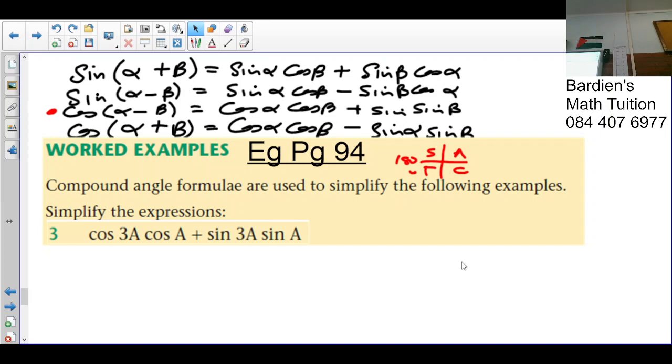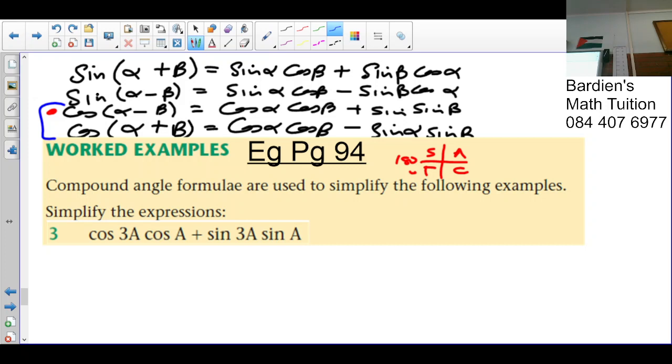Thank you. Okay, let's wrap this up quickly. So we have cos of 3a, cos a plus sine 3a, sine a. So what does this remind us of? Cos, cos, sine, sine. The cos rule. You all see the cos rule here? Right. Which one of the two is it? Cos rule?